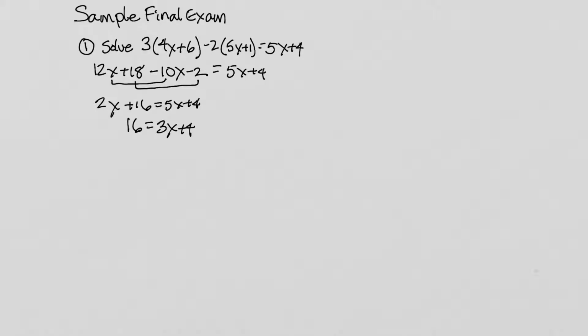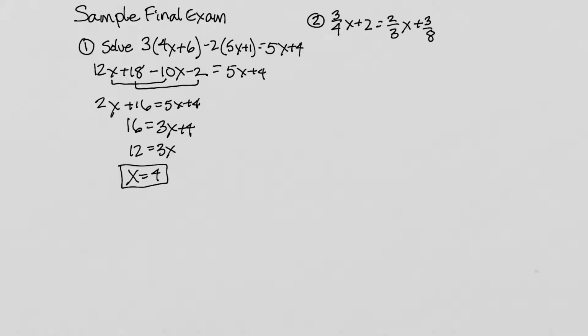And now let's subtract this 4. So that will give us 16 minus 4 is 12 equals 3x. And then we'll divide by this 3 to get x. So we're going to say x is equal to 4.